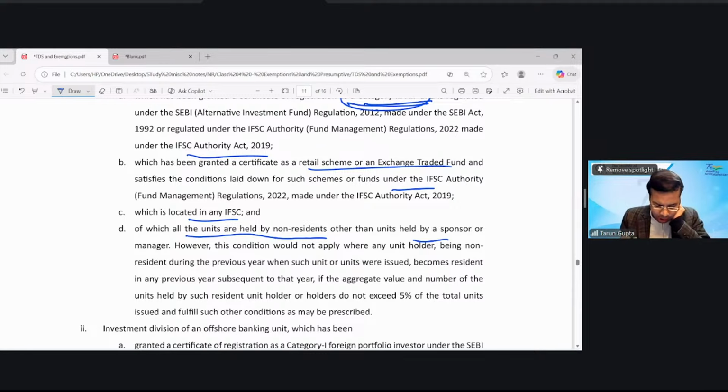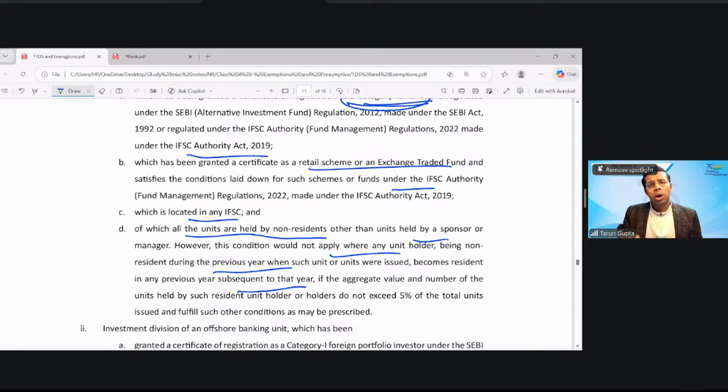Exception is given. However, this condition will not apply. The condition that all the units should be held by NR shall not apply where any unit holder, being non-resident during the previous year when such unit or units were issued, becomes resident in a previous year subsequent to that year. So the holder was actually an NR at the time when he acquired the unit, when the units were issued to him. But subsequently he becomes resident. It might happen.